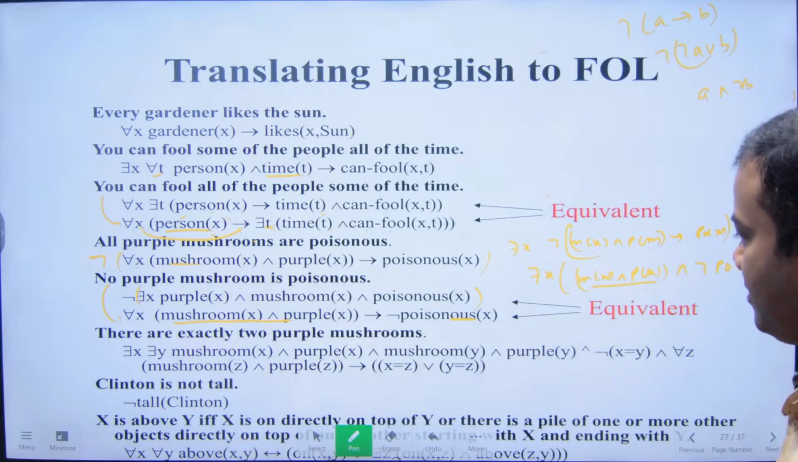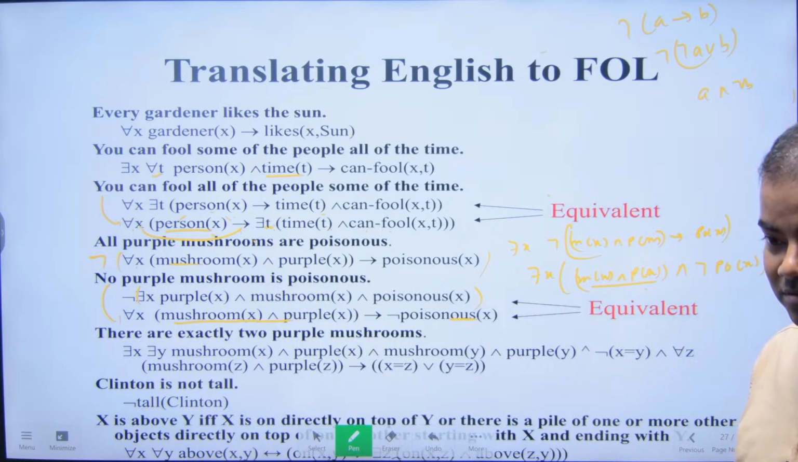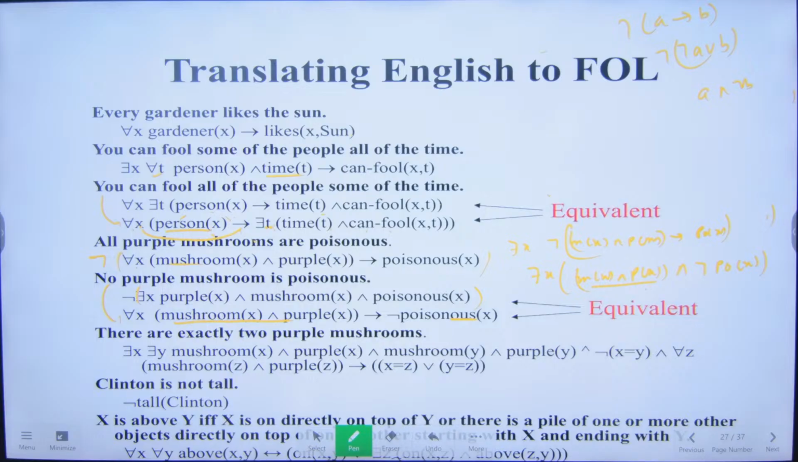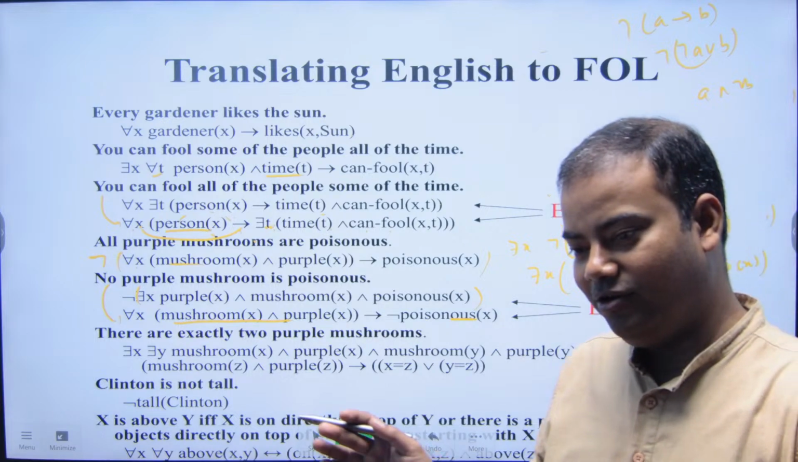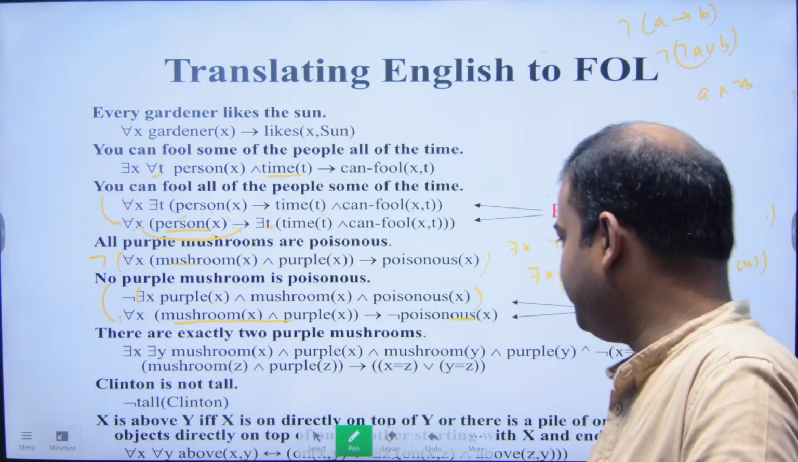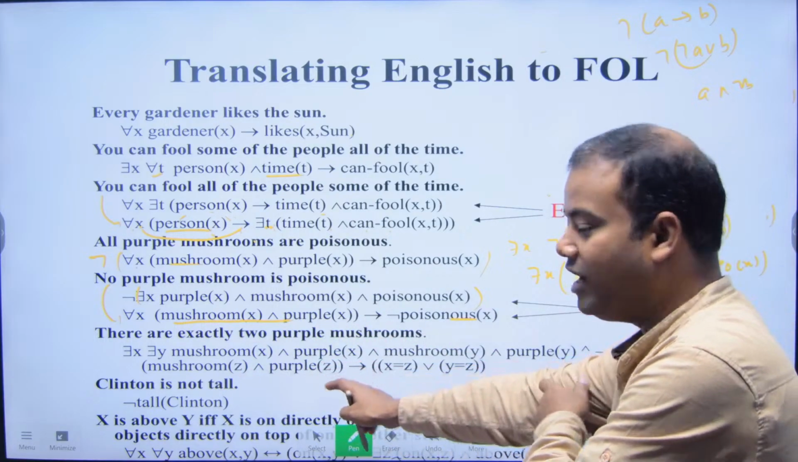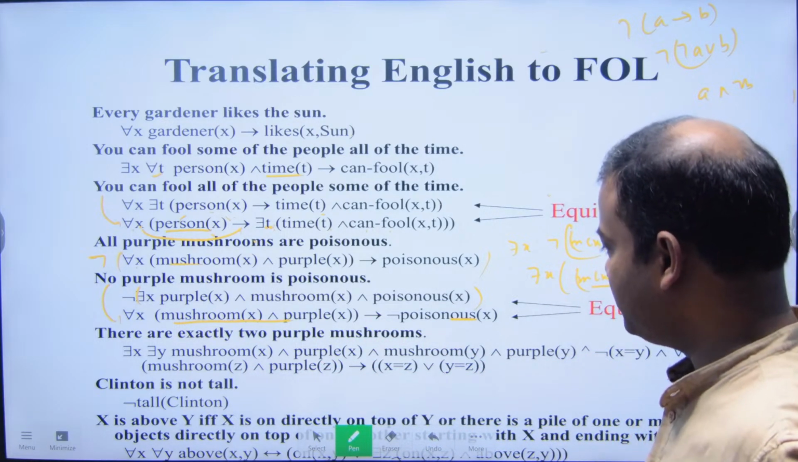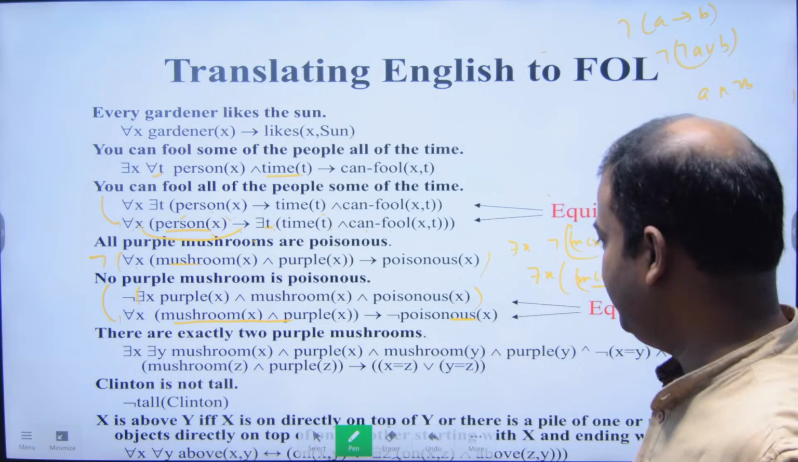So there will be 2 times there exists. Correct. So there are exactly two purple mushrooms. Exactly two purple mushrooms means only two instances are true for that. So it is better to look at here than try yourself, because from scratch it is difficult.